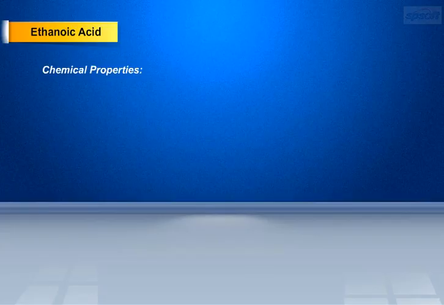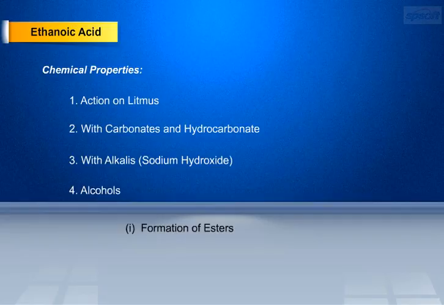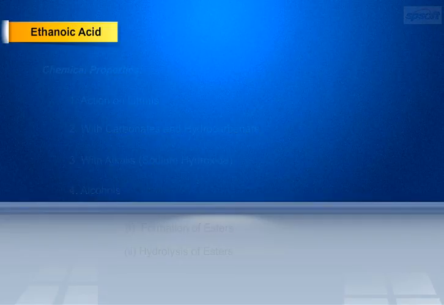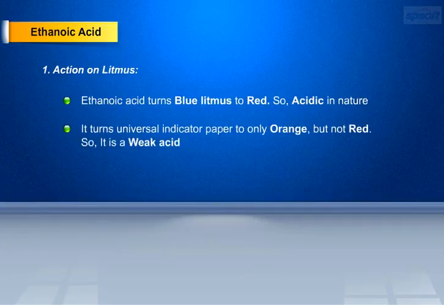The chemical properties of ethanoic acid are: action on litmus, reaction with carbonates and hydrogen carbonates, reaction with alkalis, that is, sodium hydroxide, reaction with alcohols like formation of esters, and hydrolysis of esters. Let us discuss each one of them elaborately. Action on litmus. Ethanoic acid turns blue litmus to red. So, it is acidic in nature. It turns universal indicator paper to only orange, but not red. So, it is a weak acid.